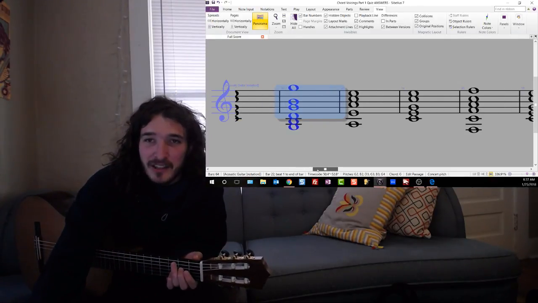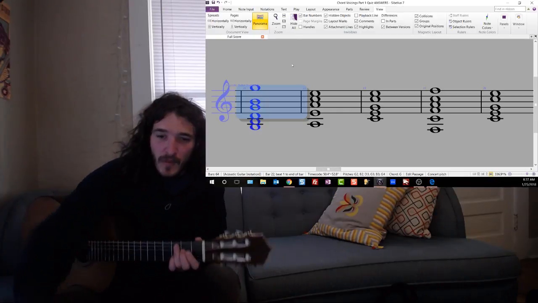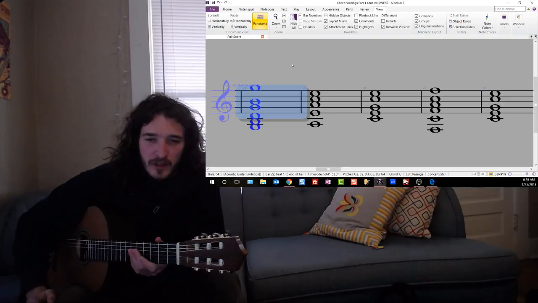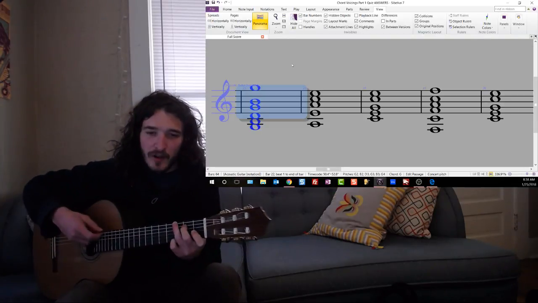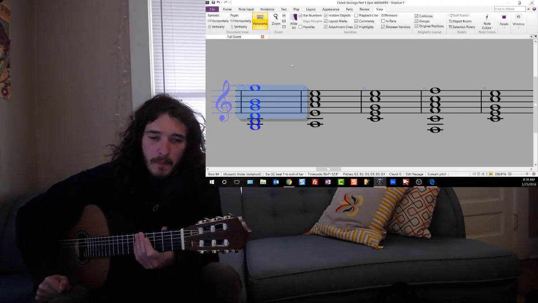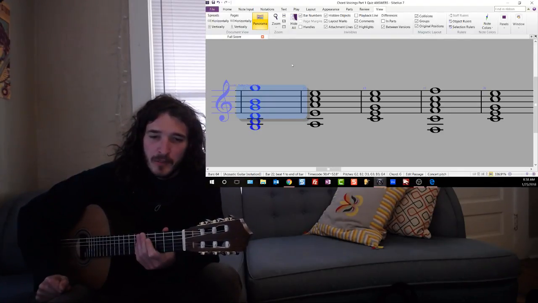What do we have next here, guys? What is the chord? What is the Roman numeral? And what is the voicing number? And when you play it to yourself, I want you to say the intervals out loud. I'll give you guys a couple more moments.